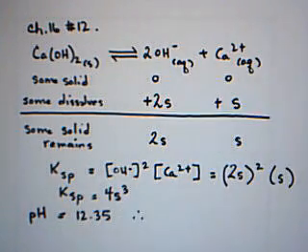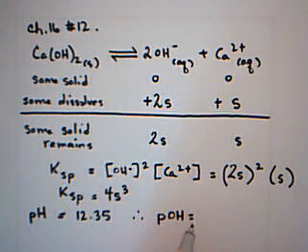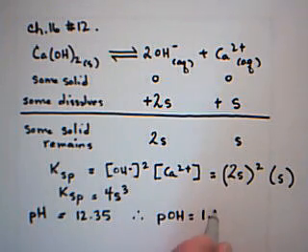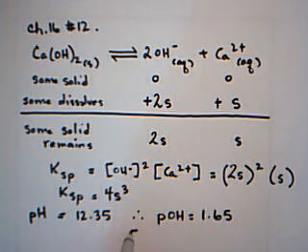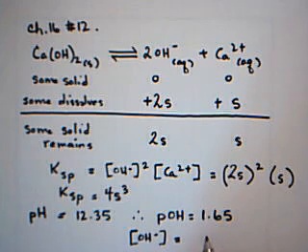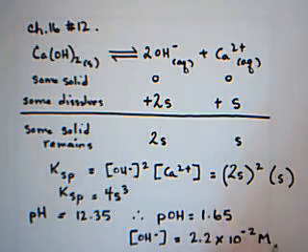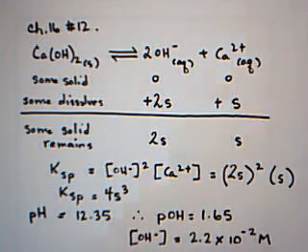And that tells me, therefore, that the pOH is this number taken away from 14. And that leaves me 1.65. So really, my OH⁻ concentration at equilibrium is equal to 10 to the minus 1.65. And that is equal to 2.2 times 10 to the minus 2 molar, right?